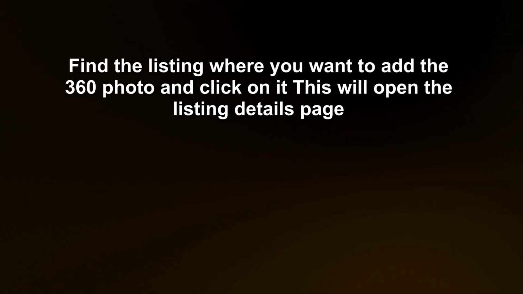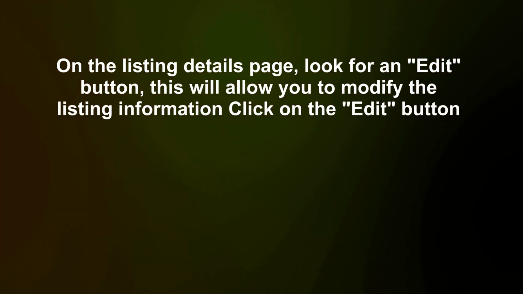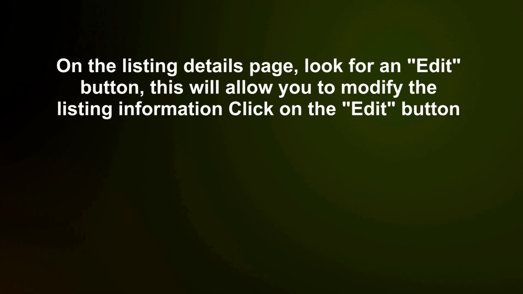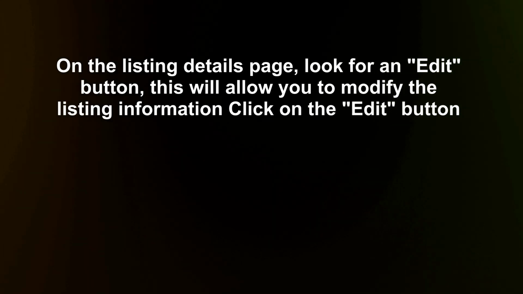Find the listing where you want to add the 360 photo and click on it. This will open the listing details page. On the listing details page, look for an edit button. This will allow you to modify the listing information. Click on the edit button.